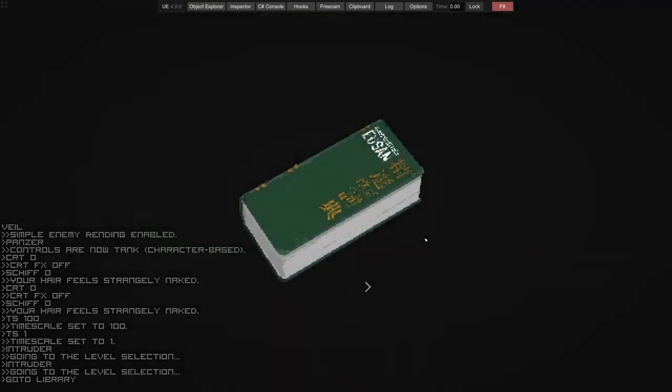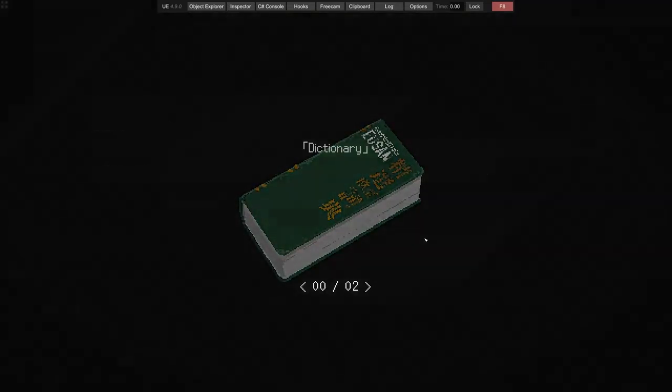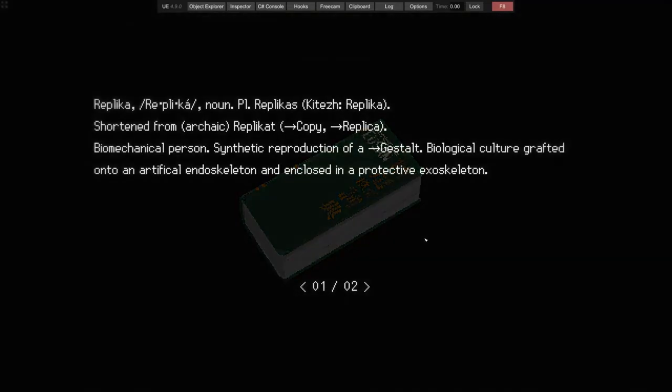This document can be found in the first floor library and gives us insight into two of the most important phrases in the game, these being replica, which is described as replica, now plural replicas, except on Kizyeth, where it is replica. It's shortened from archaic replicat, meaning copy or replica. It's a biomechanical person, a synthetic reproduction of a gestalt, a biological culture grafted onto an artificial endoskeleton and enclosed in a protective exoskeleton. Then we get the definition of gestalt.